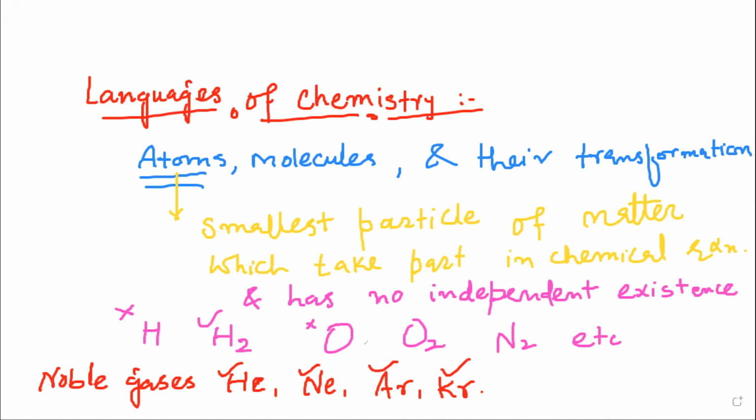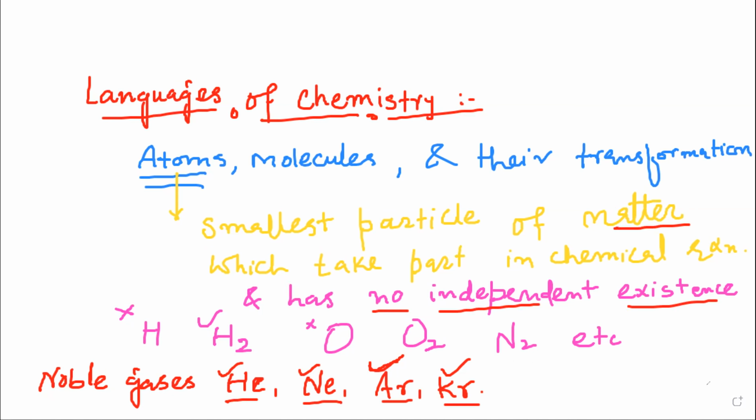We will study the octet rule ahead, and that is how we can tell why they are stable and why they exist as monoatomic. So these are exceptions. They exist independently, but the atoms of other elements do not have independent existence. Have you got the definition of what is an atom? Clear to all? Any doubt here? So simply we have learned that an atom is the smallest particle of matter which takes part in a chemical reaction.